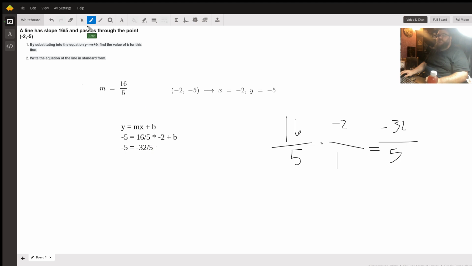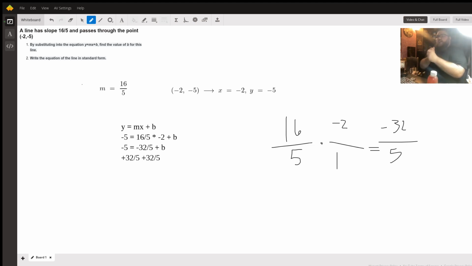Oop. Go back to my... There we go, plus b. Okay, so now what I need to do is get the b by itself. That -32 over 5 has got to go away. And to get rid of something in the equation, we do the opposite. So the opposite of -32 over 5 is plus 32 over 5. So I'm going to do plus 32 over 5 to both sides of the equation.